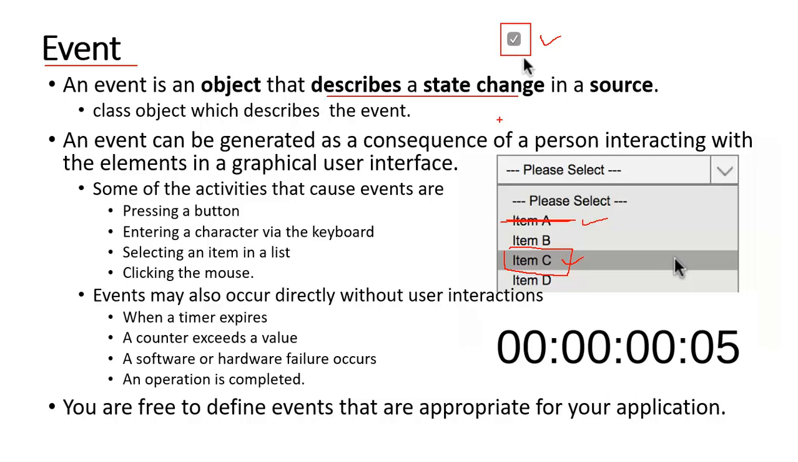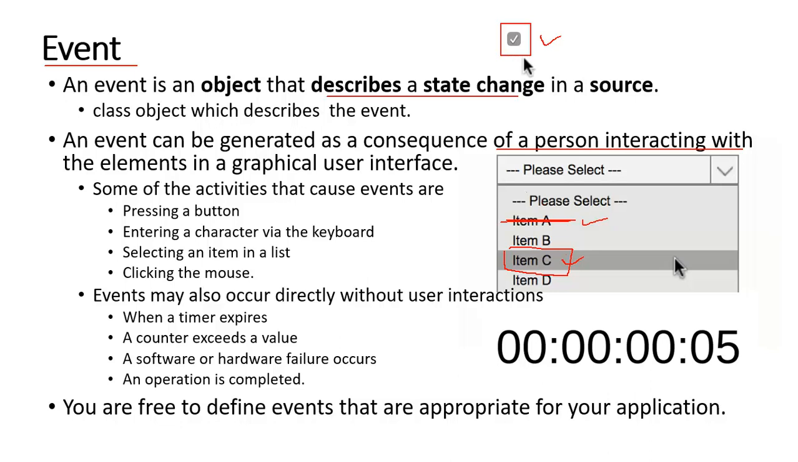When does the state of a given component change? The state changes when the person interacts with these elements. So when I click on something, when I make a selection using my mouse, or when I type something on a text box, all these are nothing but me making a change in the state of the given component.